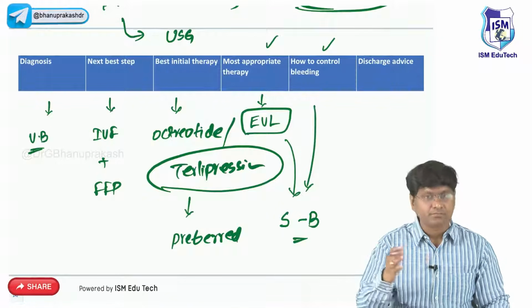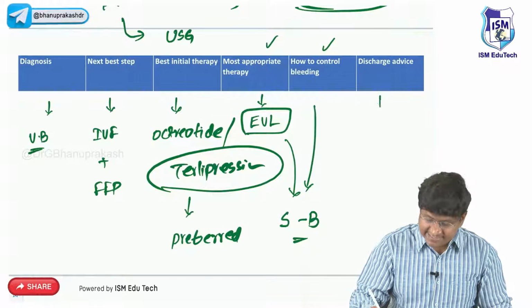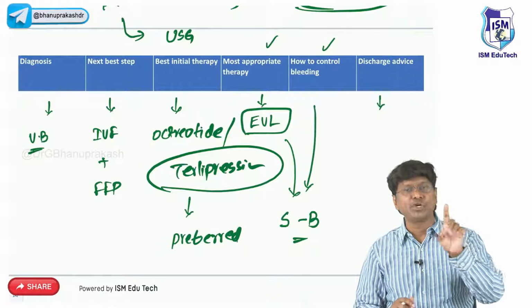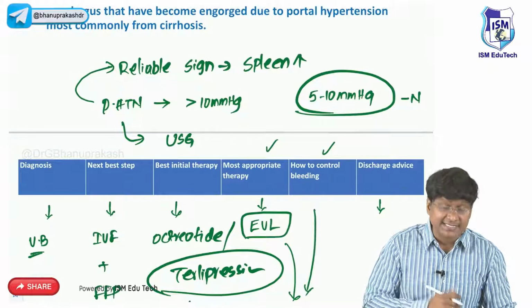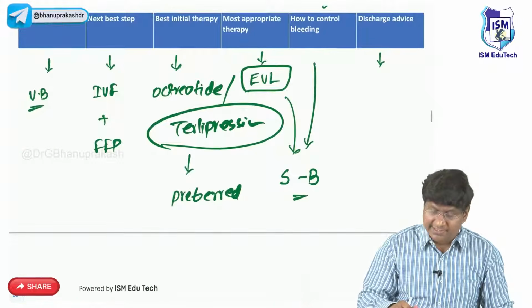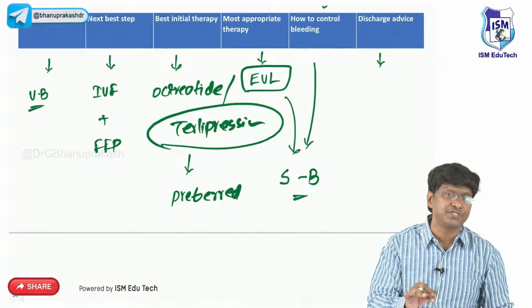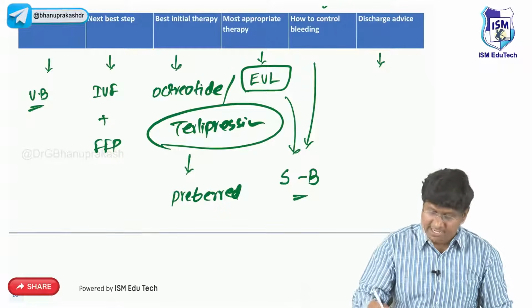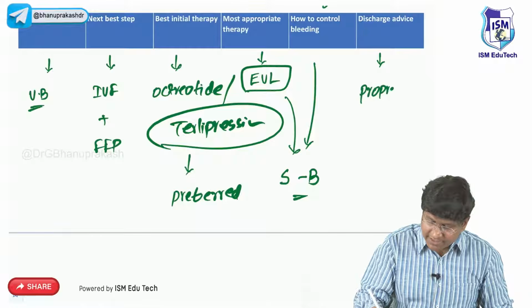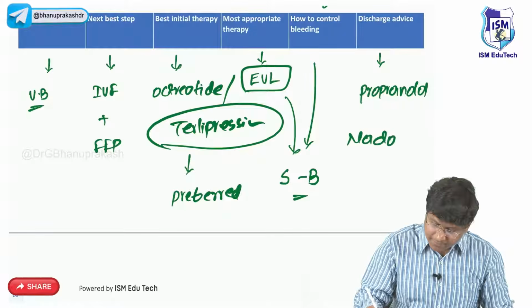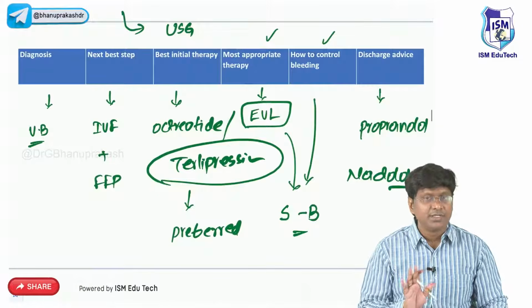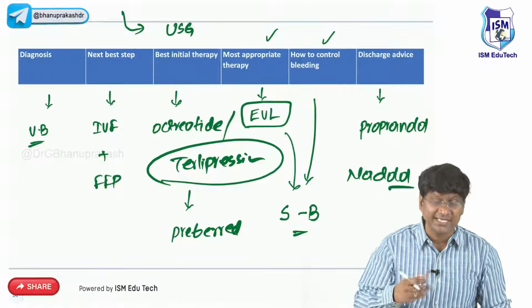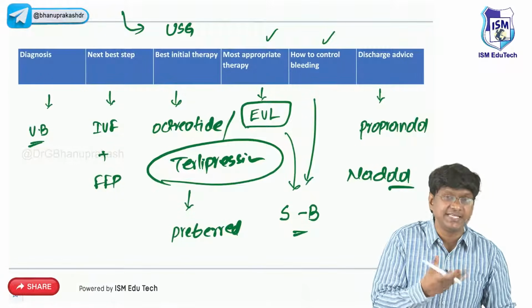Then what is the discharge advice? You have to ensure that the portal venous pressure is less than 10 millimeters of mercury. For that, the drug which will reduce the portal venous pressure is a non-specific beta blocker, and the non-specific beta blocker that we can give is propranolol. The other important drug is nadolol. So that is about your treatment for portal hypertension causing esophageal variceal bleeding.